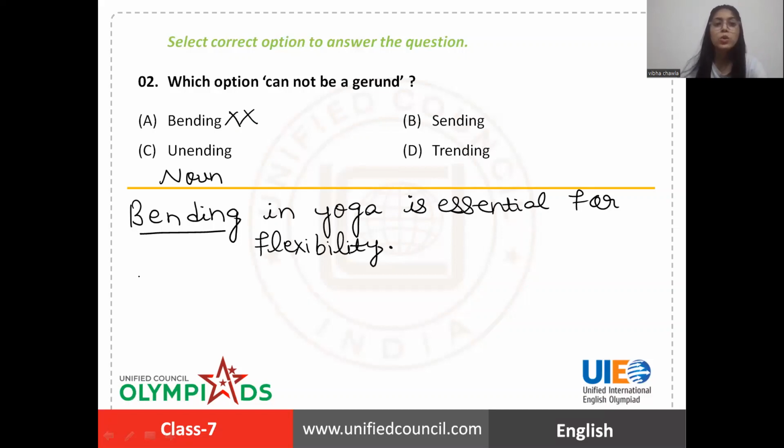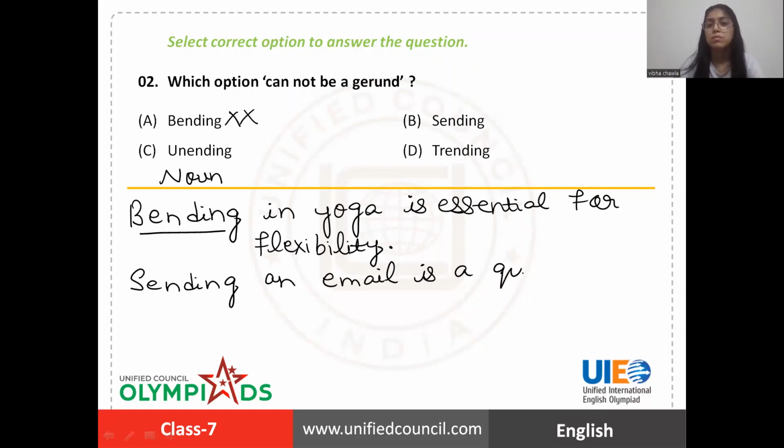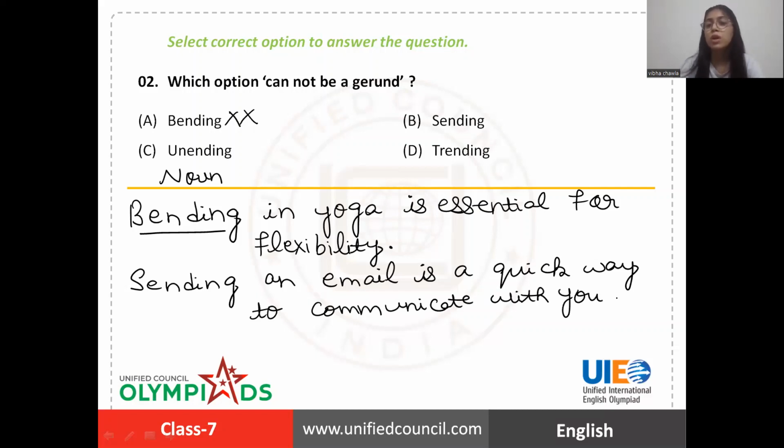Sending. Sending can also be a noun. For example, sending an email is a quick way to communicate with your colleagues. Okay, sending an email is a quick way to communicate with your colleagues. So now see, in this case also, sending is not used as a verb. It is used as a noun here.